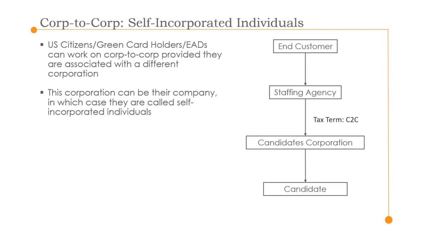US citizens, green card holders, and EAD holders can work on a corp-to-corp provided they are associated with a different corporation. This corporation can be their own company, in which case they are called self-incorporated individuals. The diagram on the right shows us how the end customer pays the staffing agency a bill rate. The staffing agency then pays the candidate's own company, that's the candidate's corporation, a pay rate without withholding tax. So it's not on a W-2 basis, it's on a C2C basis.